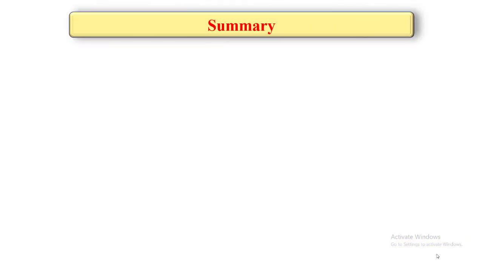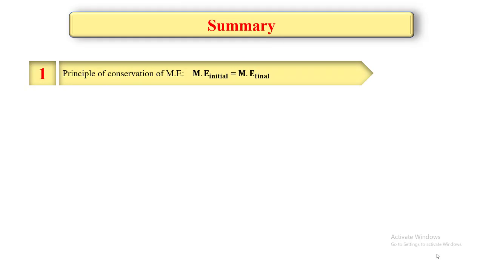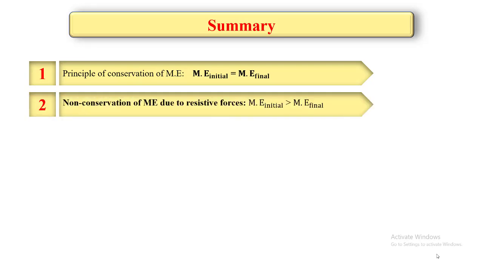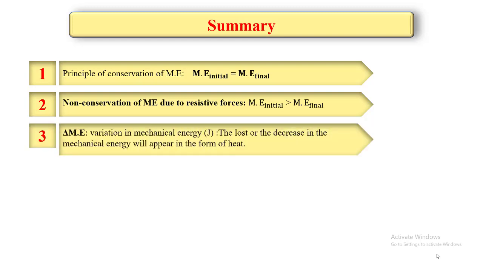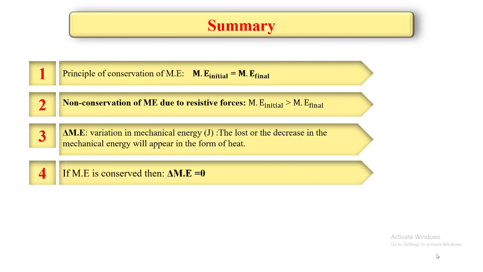At the end of this video, let's summarize the main points. The principle of conservation of mechanical energy indicates that the initial mechanical energy is equal to the final mechanical energy. The non-conservation of mechanical energy due to resistive forces indicates that the system loses energy and the initial mechanical energy is greater than the final energy. The loss or the decrease in the mechanical energy will appear in the form of heat.